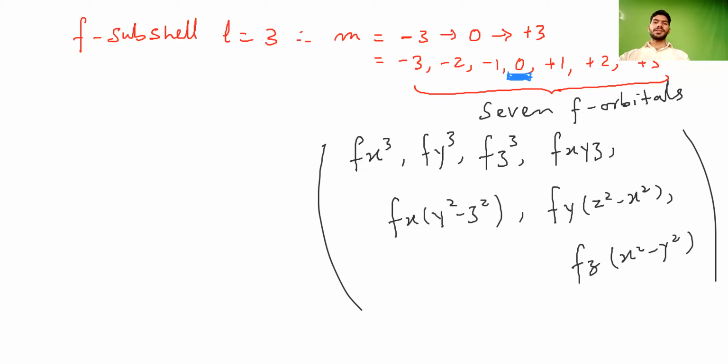So can anybody tell me this 0 will be for which f orbital among these 7? It will be definitely for this fz cube, right? For fz cube, okay, I will write it here, that for fz cube, m value is taken as 0. Got it?